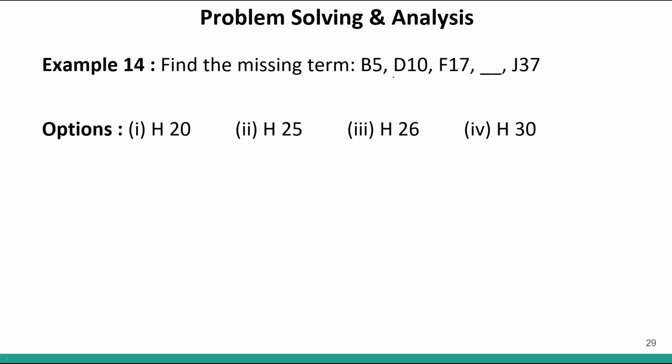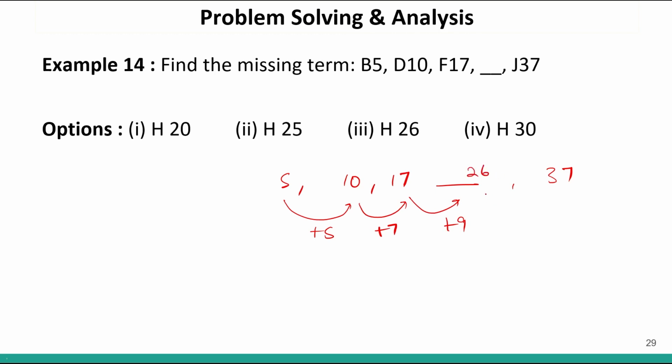Okay. Find the missing term: B5, B10, ?17 and so on. If you look at the numbers, they are 5, 10, then 17, then a missing number, and then 37. So here I can see an addition of 5. Here I can see an addition of 7. So probably this follows the sequence of odd numbers. So odd numbers will be plus 9. 17 plus 9 will give me 26 and 26 plus 11 will give me 37. So logically 26 will be the missing number. Okay, which eliminates all the other options and our answer will be option number 3, H26.